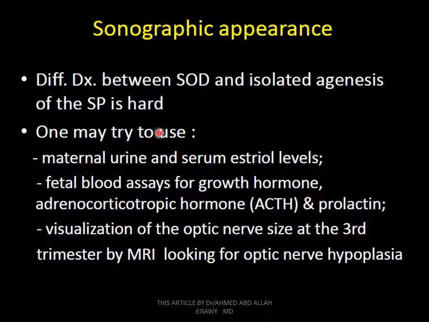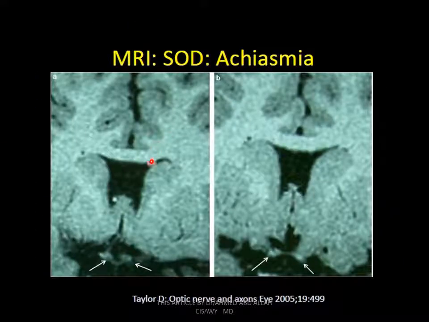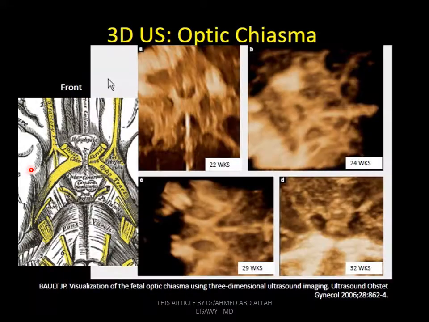Sonographic differentiation between septo-optic dysplasia and isolated agenesis of the septum pellucidum is hard. One may try to use maternal urine and serum estrogen levels, fetal blood sampling for growth hormone, ACTH, and prolactin, and visualization of the optic nerve size in the third trimester by MRI, looking for optic nerve hypoplasia. Septo-optic dysplasia, optic chiasm atrophy, dysplasia, hypoplasia, as we see in coronal MRI.